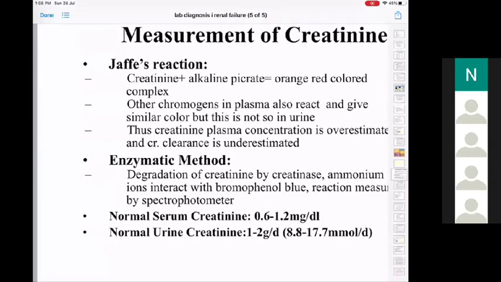Creatinine is also measured by an enzymatic method. There is degradation of creatinine by creatininase, an enzyme that degrades creatinine, and the ammonium ions interact with bromophenol blue, and the reaction is measured by a spectrophotometer. Normal serum creatinine level is 0.6 to 1.2 milligram per dl, and normal urine creatinine level is 1 to 2 gram per day. Okay.